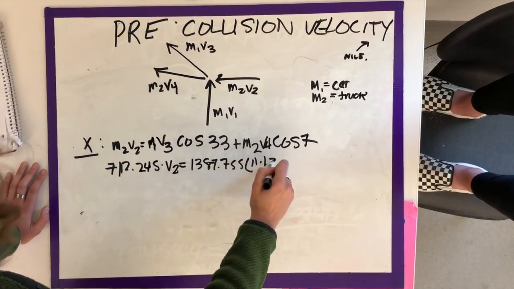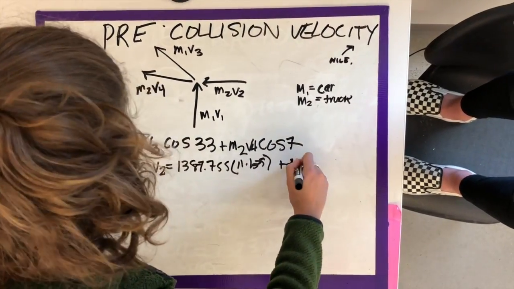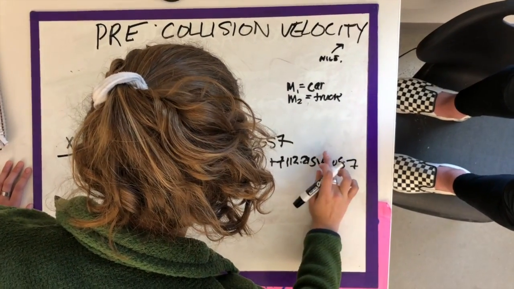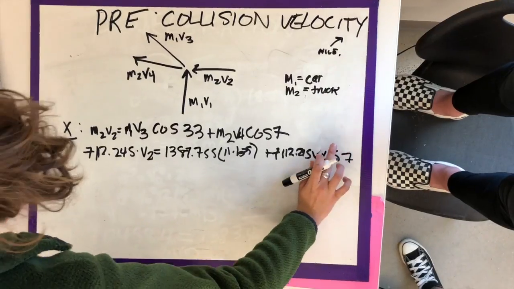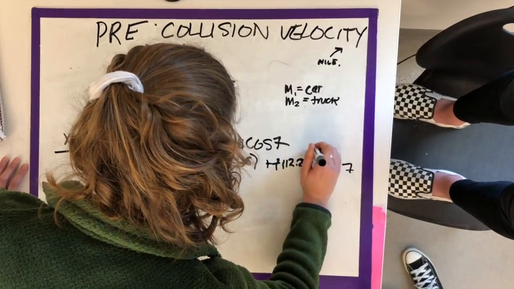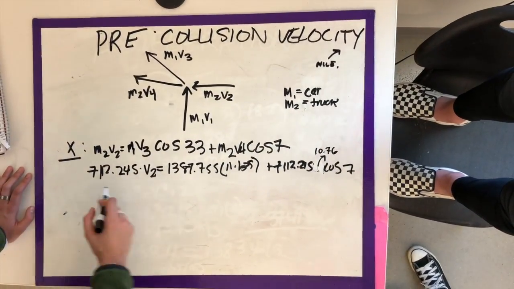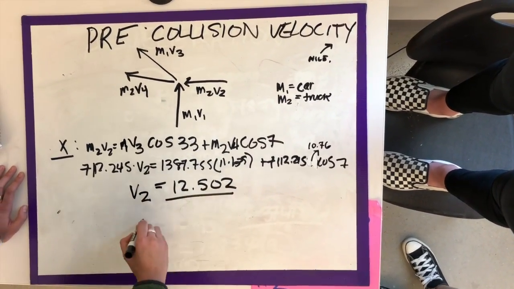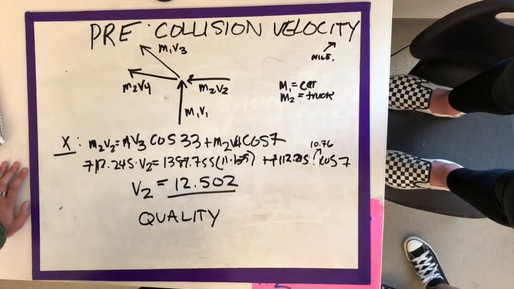So as you can see, we're just plugging in numbers and using the variable v2 to represent the initial velocity of the truck. And after doing some simple calculations on your trusty TI-84 calculator, and a few errors made by us, you are able to see that v2 is 12.502 meters per second.